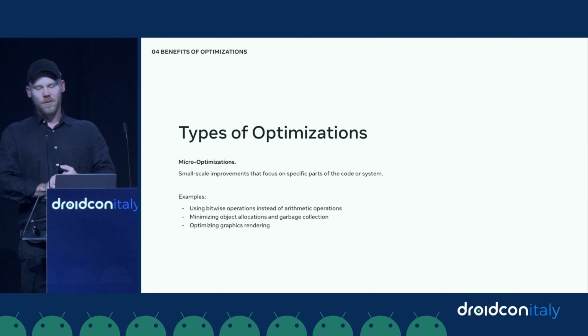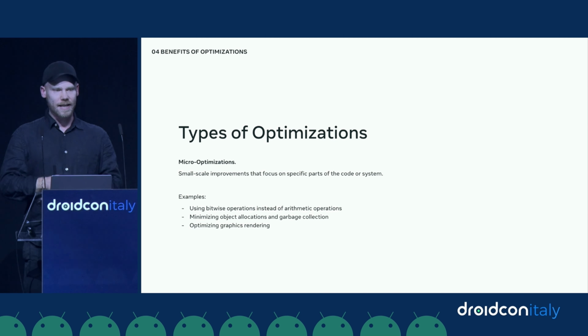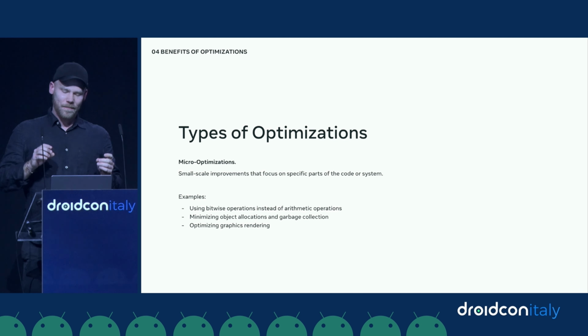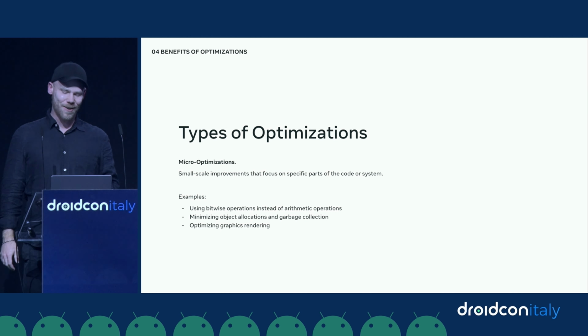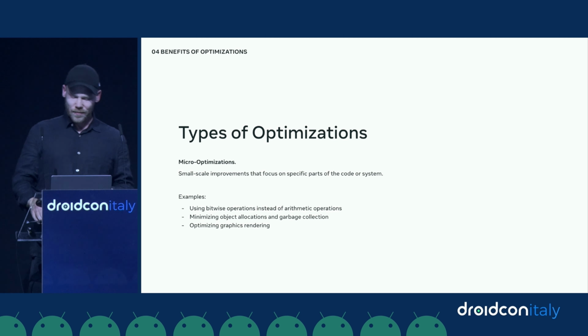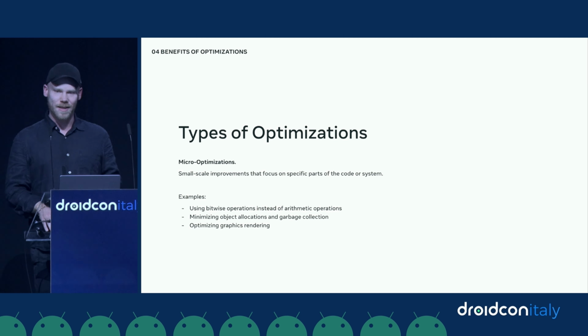If we move from that to micro optimizations, these are usually small-scale improvements. They are for a specific part of code or a specific system. In the end, these can be things like bitwise operations instead of arithmetic operations, or minimizing object allocations, or garbage collection, or optimizing graphics rendering. Just a few examples. There's a lot more of these that can be done, and we will get into that a bit later.